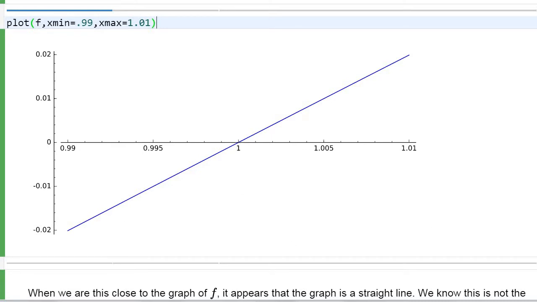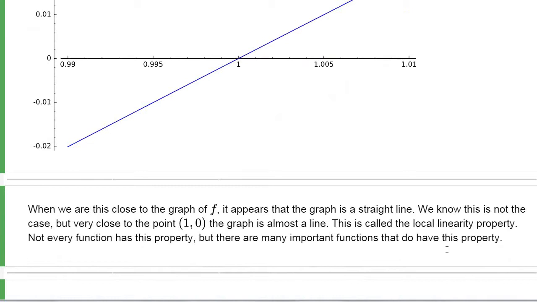Now I know in the back of my head that this is not a straight line. I saw that it's a nice curve on my first graph, but it looks straight when I get really close to this point. So locally, it's linear. That's the idea of local linearity.